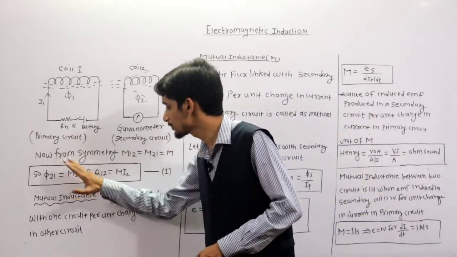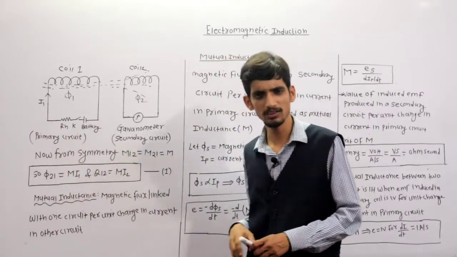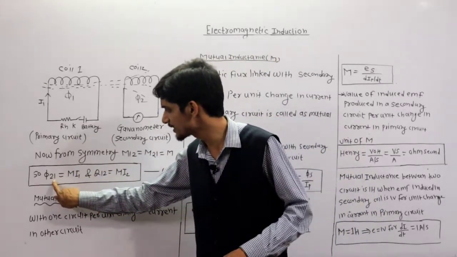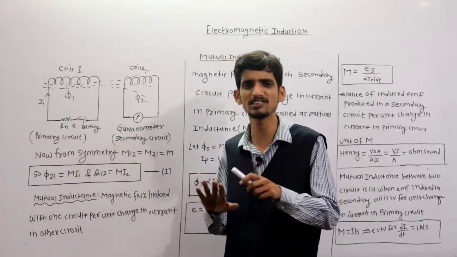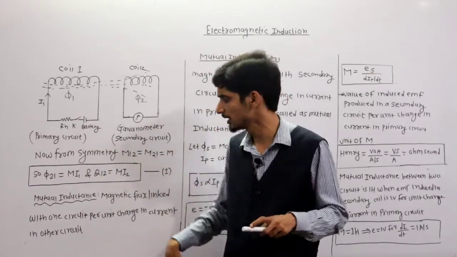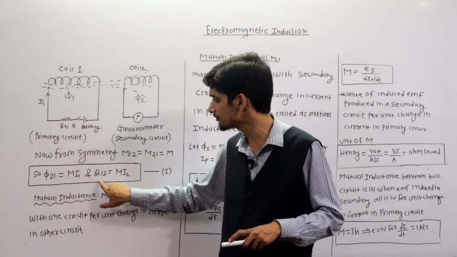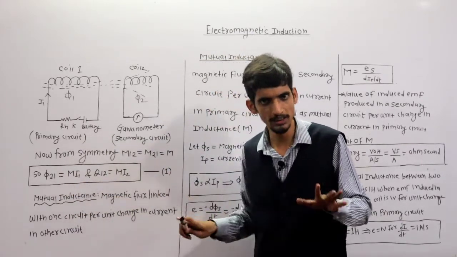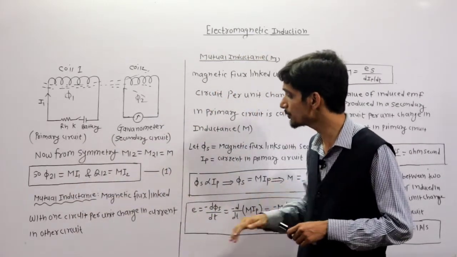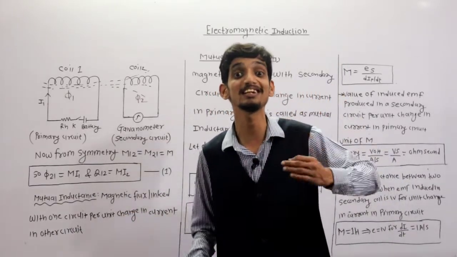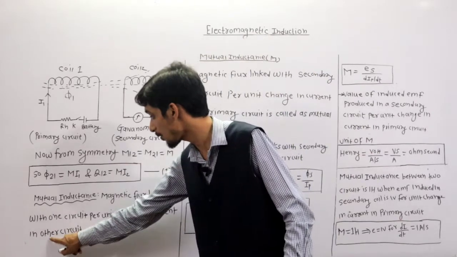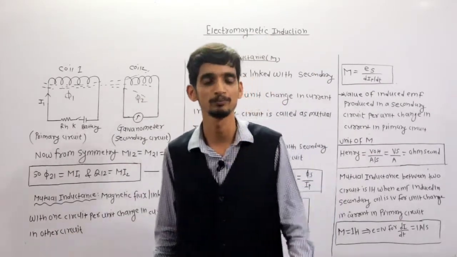So, as we know, phi 21 is equal to M i1: the EMF is induced in the second coil due to change in current in the first coil, and the constant of proportionality is M. Now I am replacing M12 and M21 with M simply. So phi 21 is equal to M i1, and phi 12 is equal to M i2. Clear? Okay. Now, mutual inductance means the magnetic flux linked with one circuit per unit change in current in the other circuit. The word other is very, very important here.